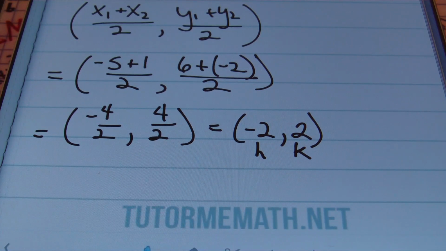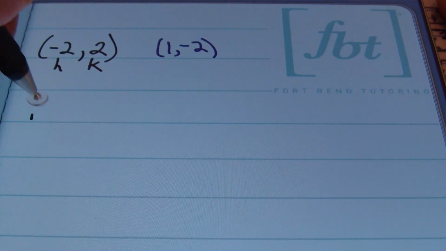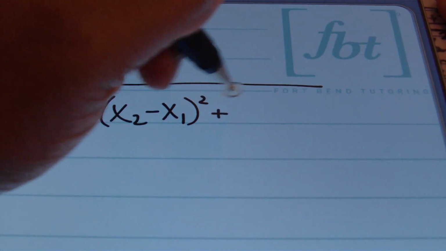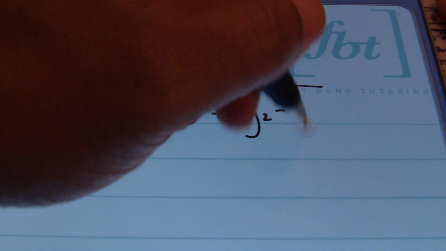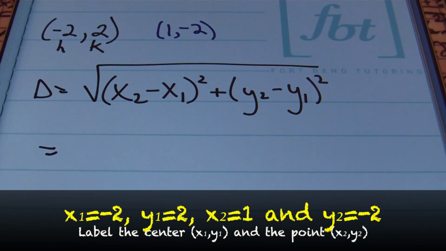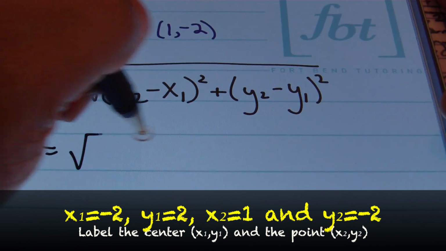The next thing we want to find is the length of the radius. Utilizing the center that we just found and one of the points from the diameter, we're going to find the distance between these using the distance formula. Remember that the distance formula is the square root of the difference of the x values squared plus the difference of your y values squared. Just like that. So plugging in our values here, I'm going to call the (-2, 2) my first point and the (1, -2) my second point. I'll be plugging in these values here.